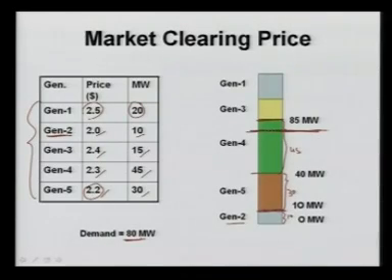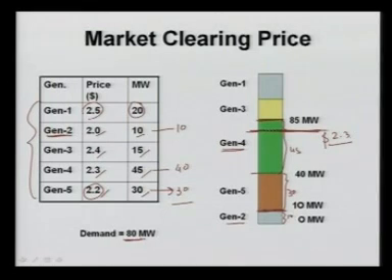This generator is the last generator to be dispatched, and it is not dispatched completely. So this generator is generating 30, this generator is going to generate 10, and this generator is going to generate 40 megawatt, so in total we get 80 megawatt. This generator's price was how much? It is $2.3.